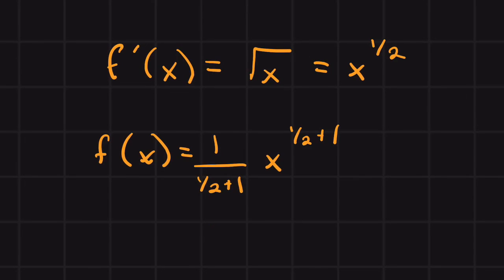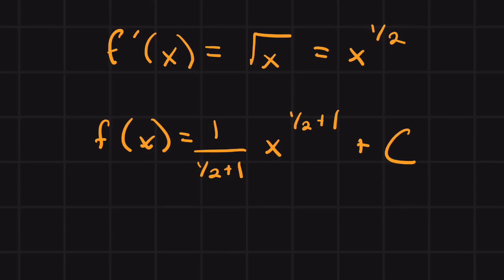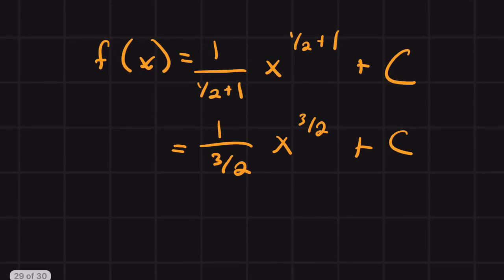In the last two examples, I didn't write the plus c in my first step of finding the antiderivative. Sometimes it's better to write in the plus c the very first time you find the antiderivative, just so that you don't forget it. 1/2 plus 1 is equal to 3/2. So this would give us 1/(3/2) x raised to the 3/2 plus c. We can do one more thing to simplify this. Dividing by 3/2 is the same thing as multiplying by 2/3.